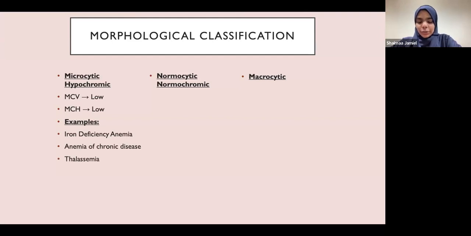Now, normocytic, normochromic, the MCV and MCH are normal, okay. Examples of normocytic, normochromic, someone mentioned it. Someone mentioned it above, thalassemia.